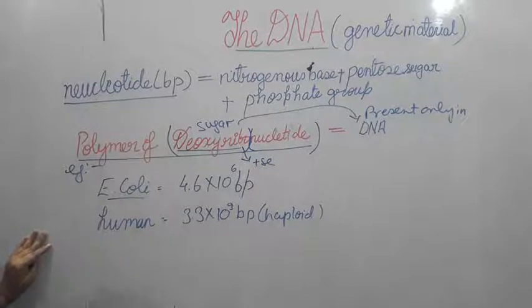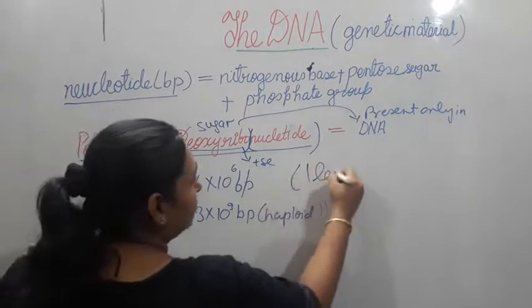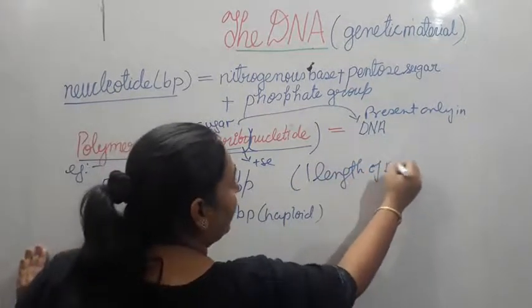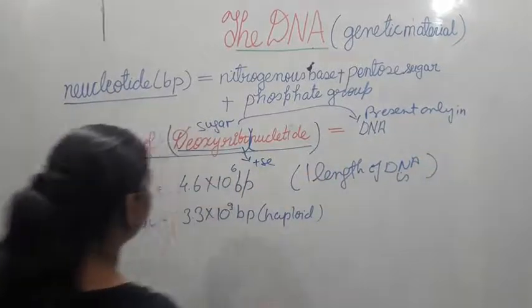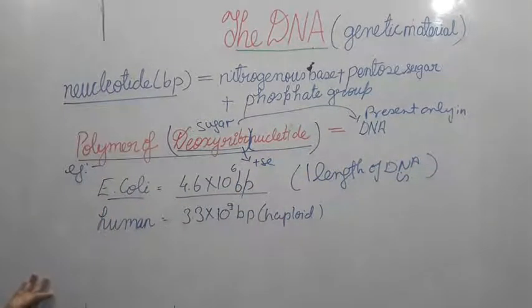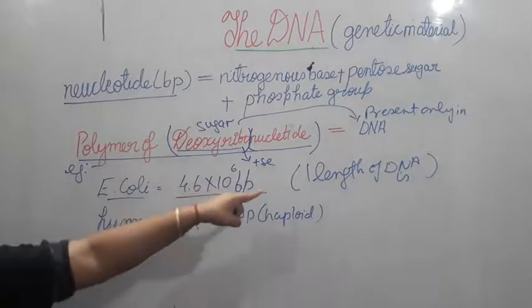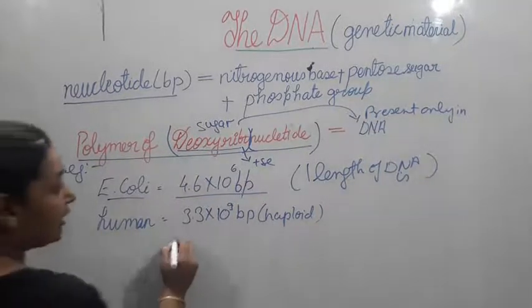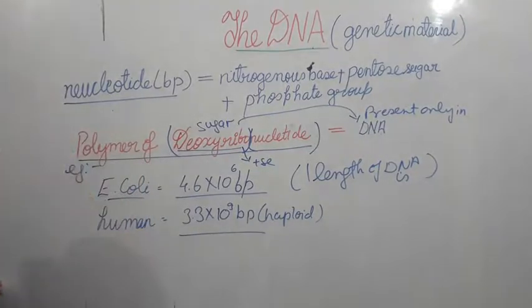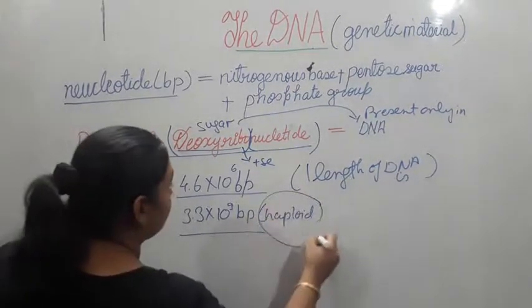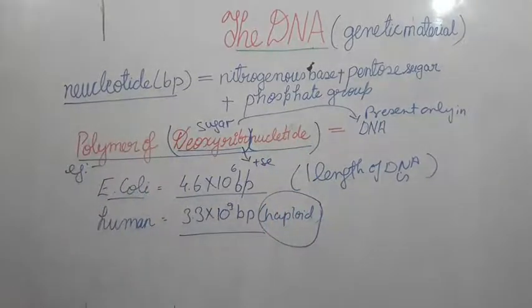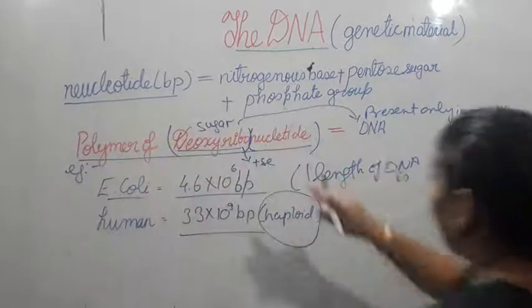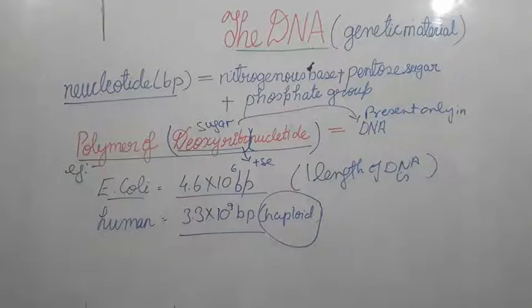In Escherichia coli, the length of DNA is 4.6 into 10 to the power 6 BP. This is base pair. This much is the Escherichia coli DNA's length. In human, or Homo sapiens, it is 3.3 into 10 to the power 9 BP in the haploid cell. Don't forget this. So this is about the nucleotide and the DNA's basic details.